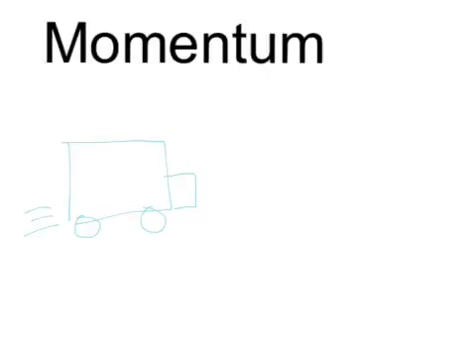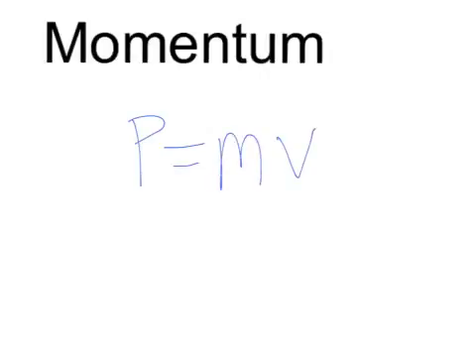Say we had a smaller, lighter truck moving at a slower velocity, then it would have less momentum. And like velocity, linear momentum is also a vector quantity, which means it possesses a direction and a magnitude as well. Its equation is p equals mass times velocity.